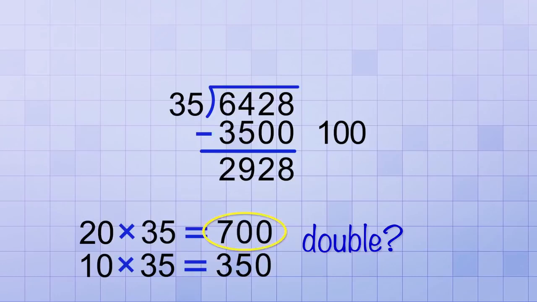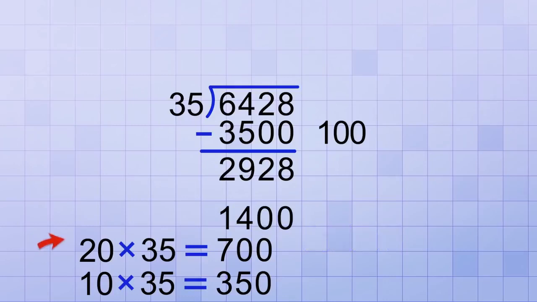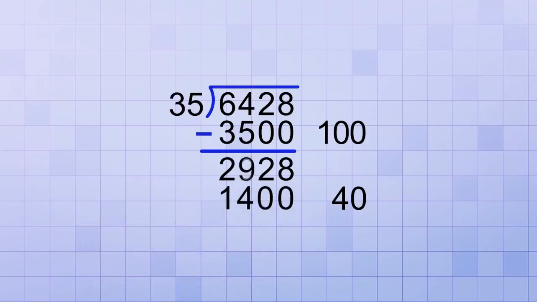700 is certainly closer to the size of our remainder, but it looks like if we double it again, we can get even closer. And doubling 700 is easy. It's just 1,400. So if 20 35s gives us 700, then 40 35s will give us 1,400. 1,400 is less than our remainder, but it's close, so let's use 40 as our next partial answer by writing it on the right-hand side like this.